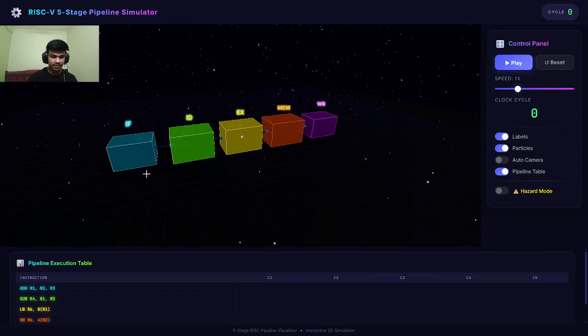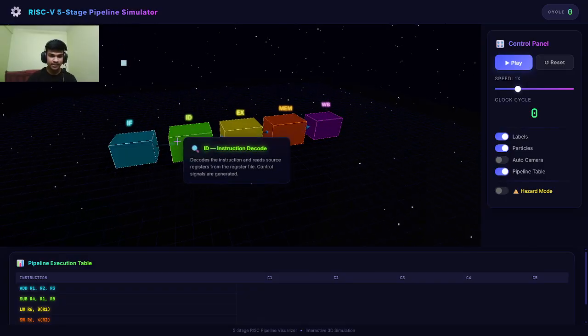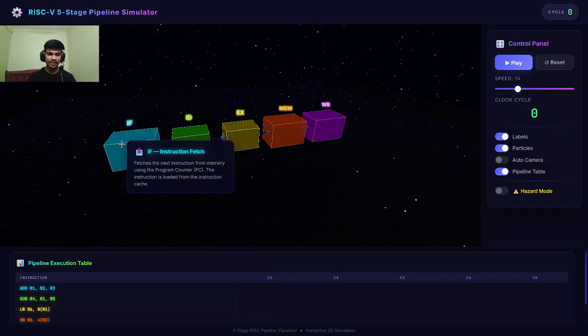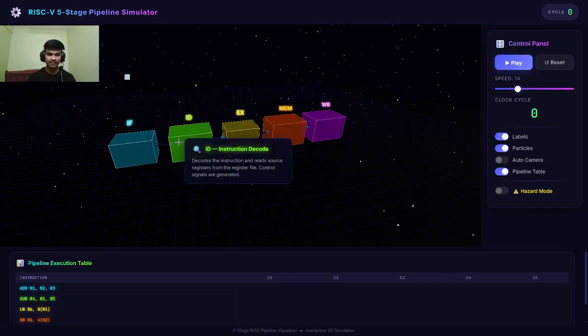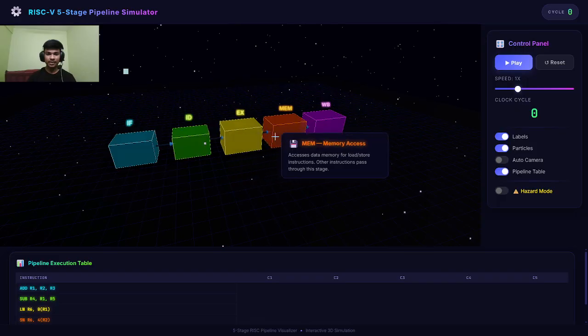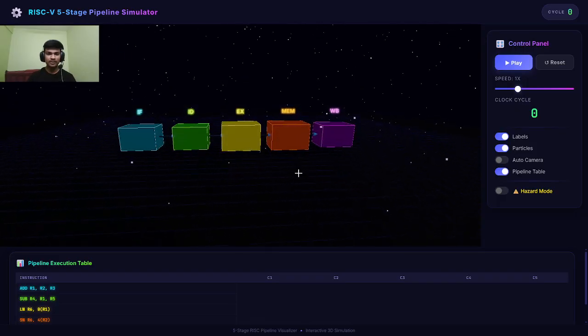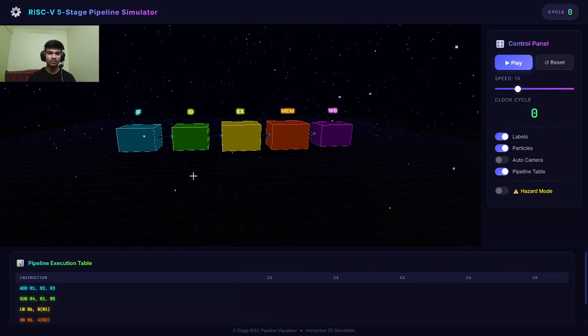Here you can clearly see the first one is IF, second one is ID, third is EX, fourth one is MEM, and fifth one is WB. Here IF stands for instruction fetch, ID is instruction decode, EX is execute, MEM is memory access, and WB is write back. Now I will explain all the stages in detail, what are the role and functions of each stage.